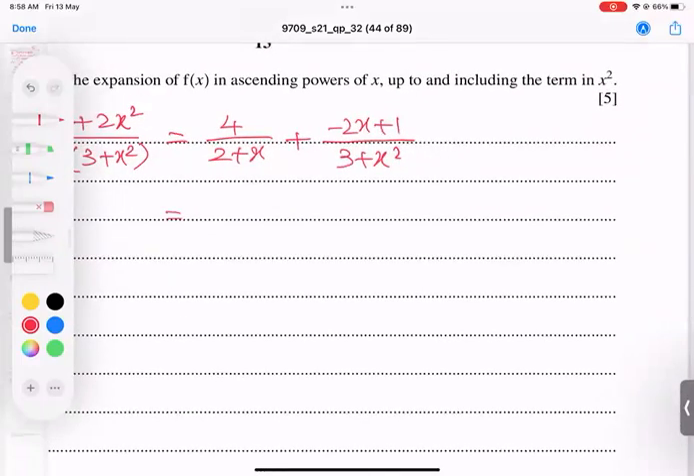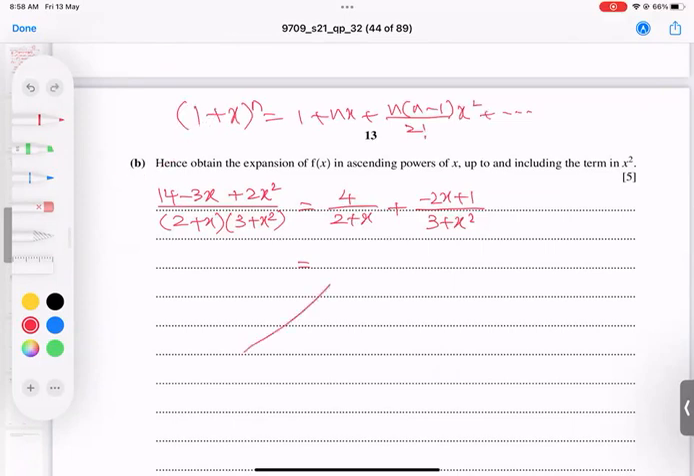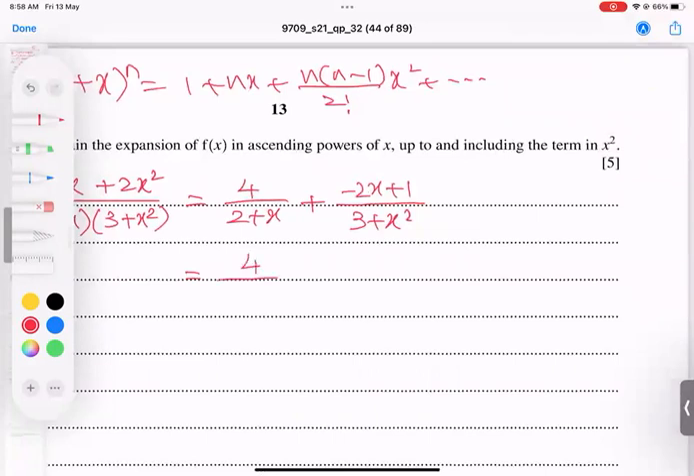Whenever we apply the binomial formula, make sure the formula is (1 plus x) to power n equals 1 plus nx plus n(n minus 1) over 2 factorial x squared and so on. So make sure I need a plus 1. Do we have a plus 1 here? No, I will make a plus 1. How do I make plus 1? Take 2 common, I got 1 plus x by 2.